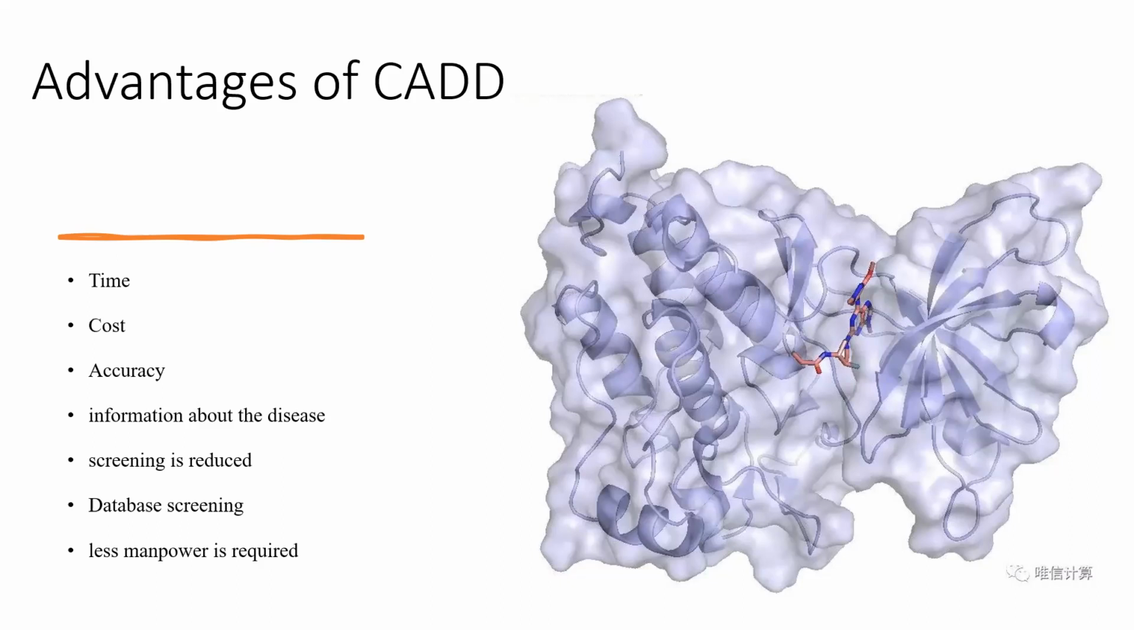It also gives information about the disease. Using CADD, you can have much information about the disease you are studying. Screening is reduced. It reduces the number of screenings you do. Then you have database screening. There are databases that have over millions of compounds. Instead of just thinking, make use of those millions of compounds, and you will see the one that is likely going to work for the disease of your interest.